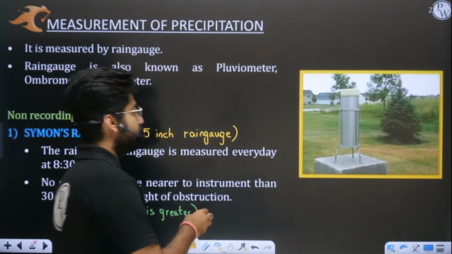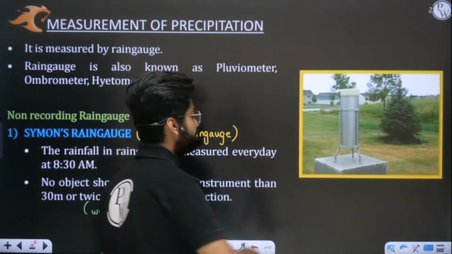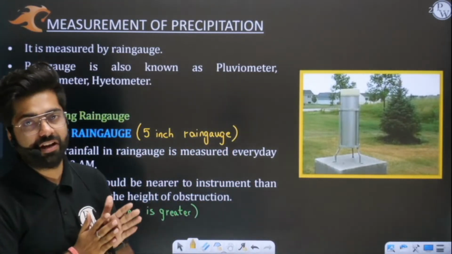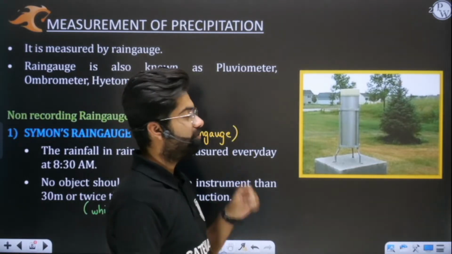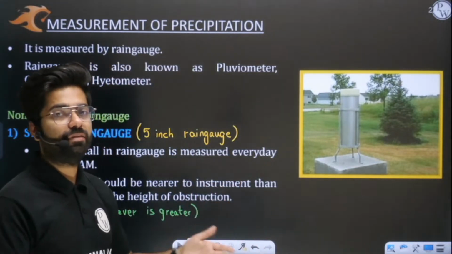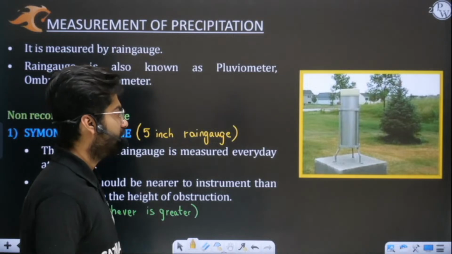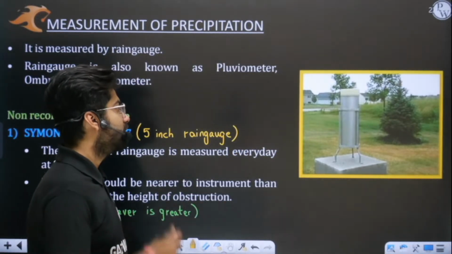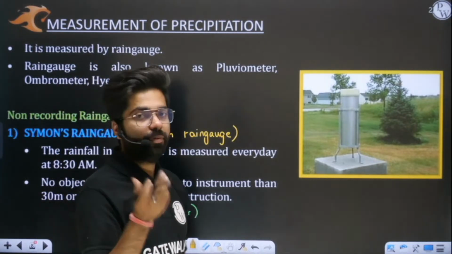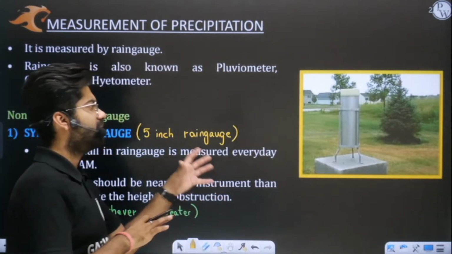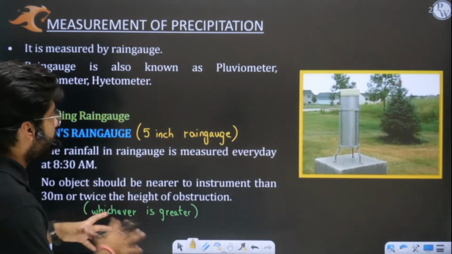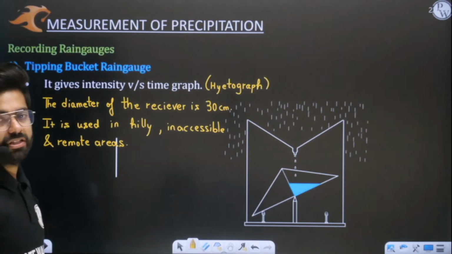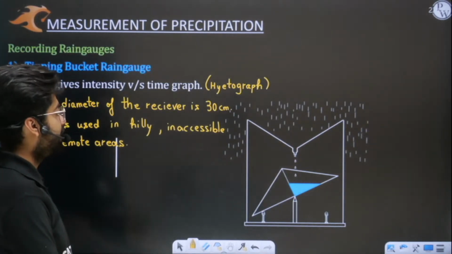Then we have a masonry block, a 60 by 60 by 60 centimeter cube, in which we fix it. Then we have a fencing of 5.5 by 5.5 meter, so that no animal gets inside and destroys this instrument. It should be safe, that we have understood. And it should be placed in an open area, that we have also discussed. It should not be near a tree or under a tree or near some building. It should be in an open area at a sufficient height, not very low height.